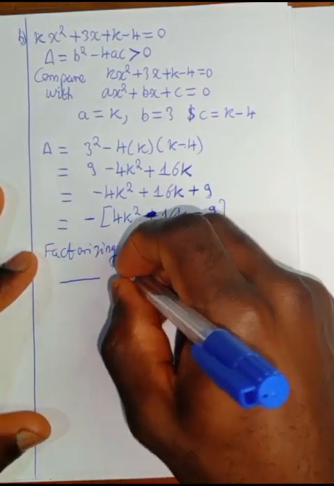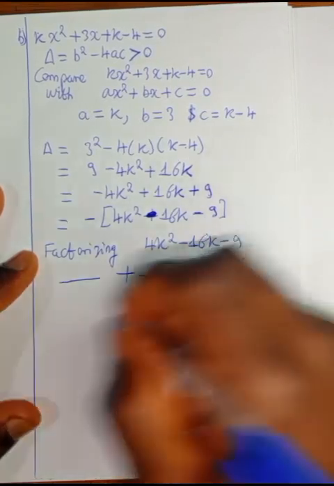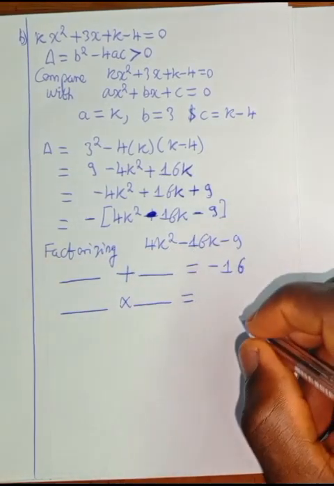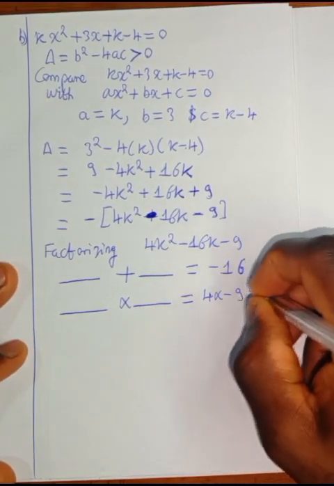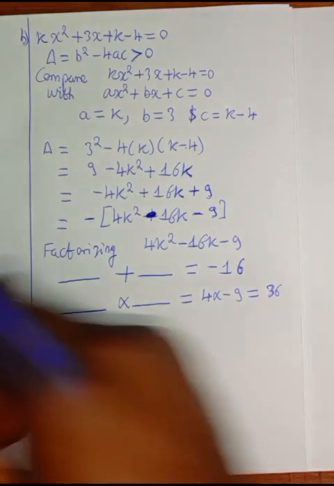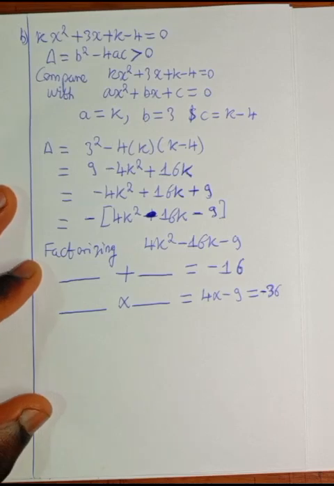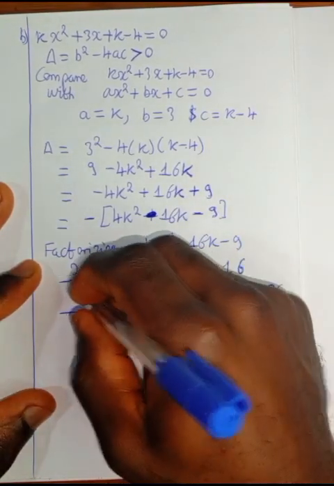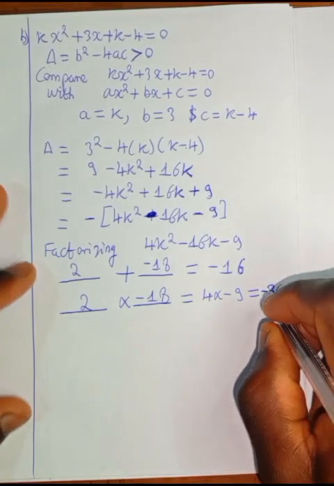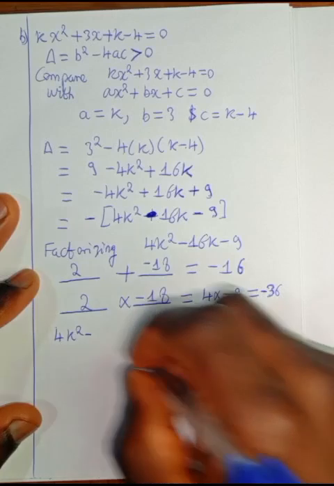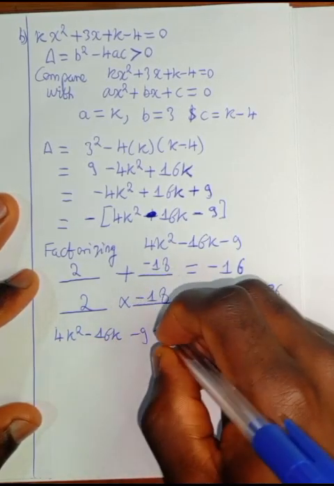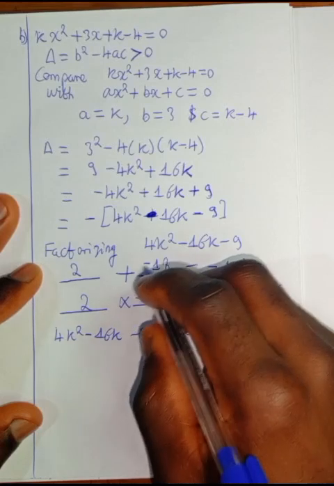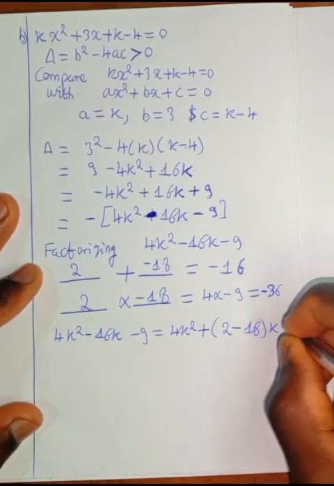So we need two numbers such that their sum is equal to negative 16 when we add them, and their product is equal to 4 times negative 9, which is simply equal to negative 36. For the two numbers, if we take 2 plus negative 18 gives us negative 16. 2 times negative 18 gives us negative 36. This will give us 4k squared minus 16k minus 9 equal to 4k squared plus, I'll replace negative 16 with 2 plus negative 18. We know positive and negative will stay. 2 minus 18 times k minus 9.